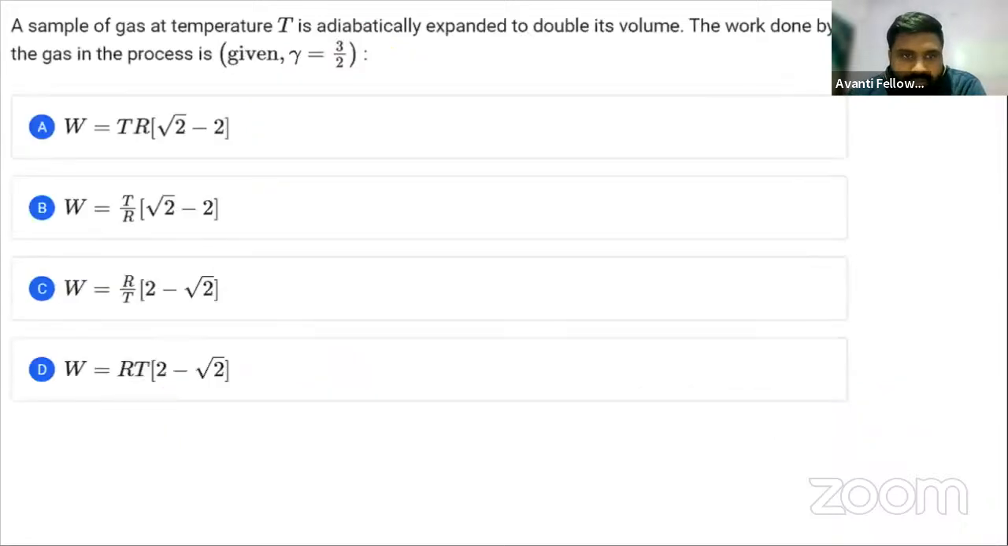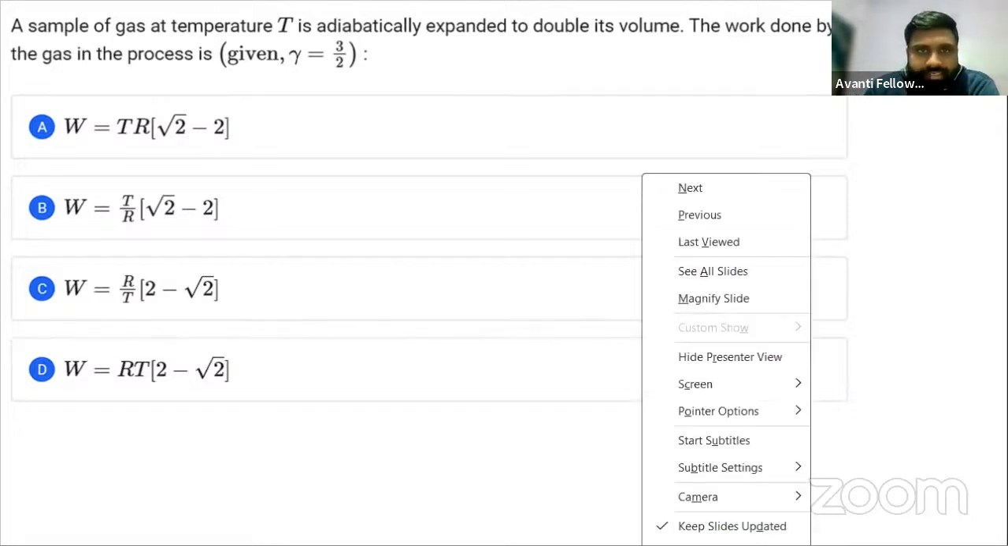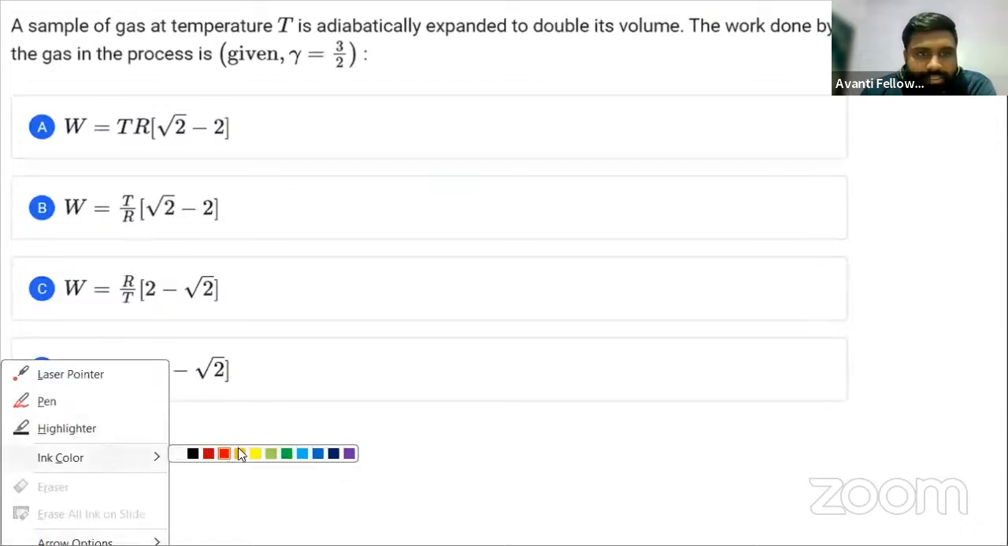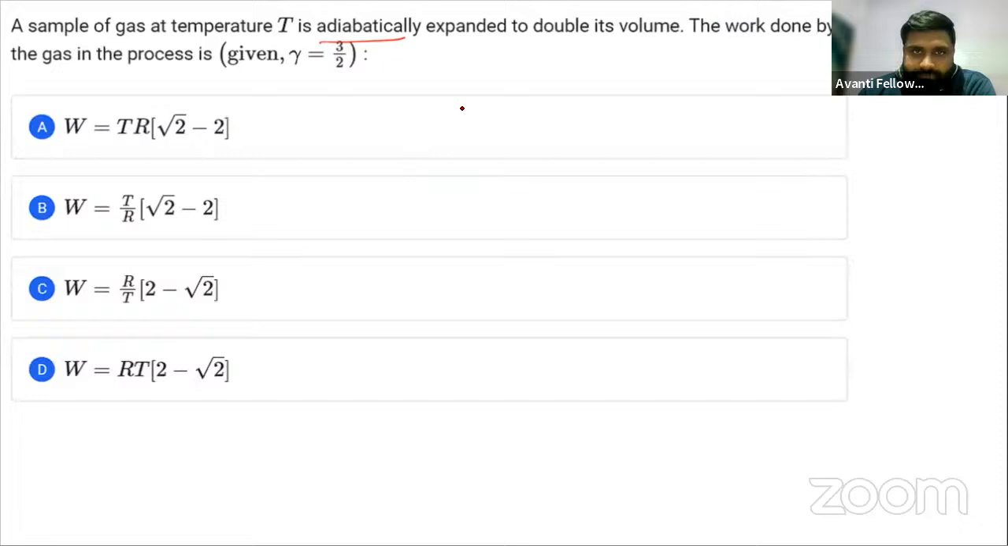Now, the very first question on your screen is this. A sample of gas at temperature T is adiabatically expanded to double its volume. The work done by the gas in the process is. So here the process is given to you as adiabatic. It also says that the volume is doubled. This is the gas which expanded to double its volume. The work done by the gas in this process.